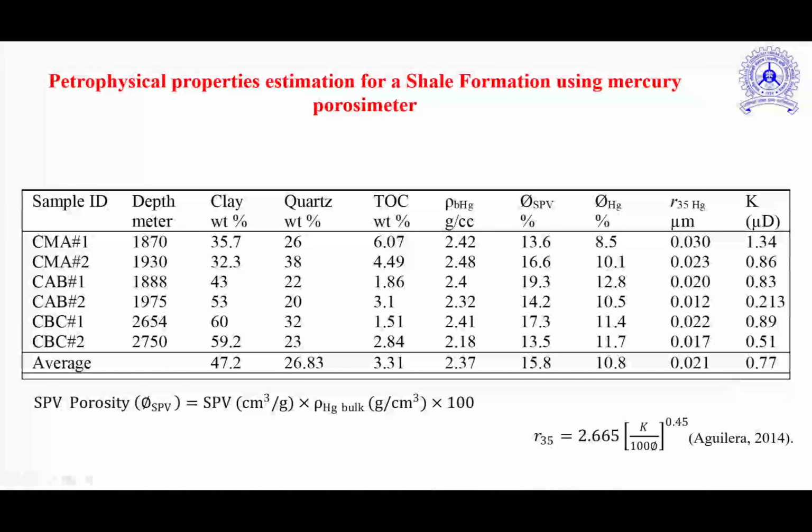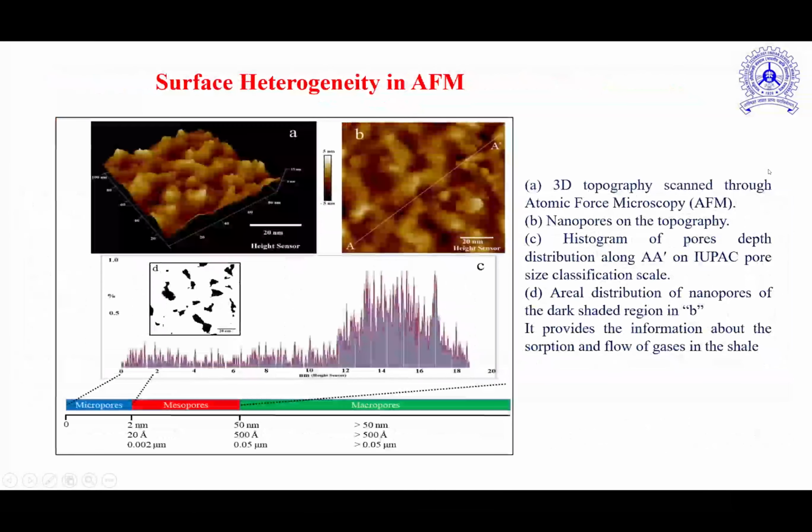If you look into this, the matrix permeability is very low. This is determined using this equation. There may be some other equation modifications. So this is the porosity and the permeability we determine from this porosimeter. These are the processes we use, and permeability is determined from there.